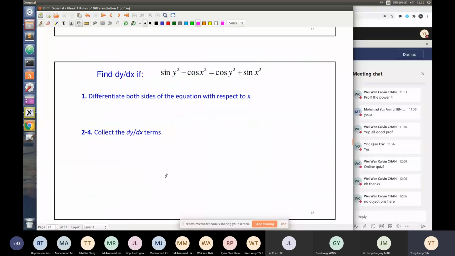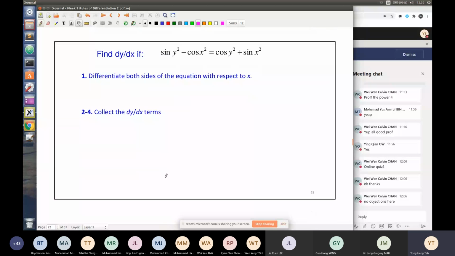So just slow me down. I'm going a bit fast here because it's really just repetitive. So another function here, sine y square. Please be careful with this, because I have another class whereby sine y square is not the same as sine square y.